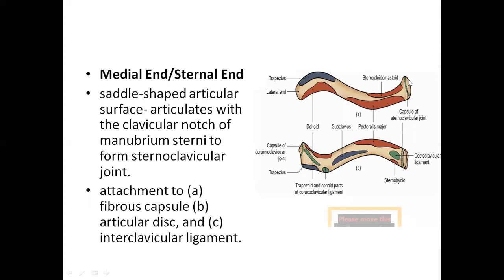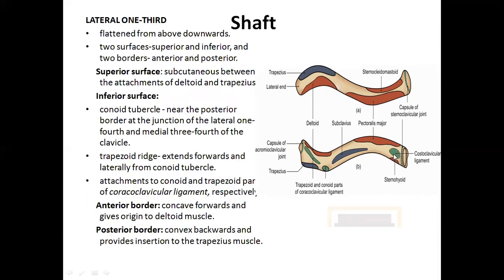Then this is the medial end, also called the sternal end. It is saddle shaped. The articular surface articulates with the clavicular notch of the manubrium sterni to form the sternoclavicular joint. Here, A is the attachment of the fibrous capsule. Inside you will also see the articular disc, and there will be one more structure called the interclavicular ligament. Now coming to the lateral 1/3 of the shaft, it is flattened from above downwards.